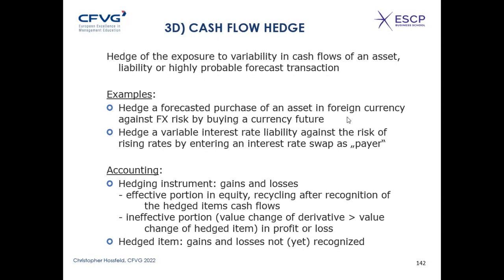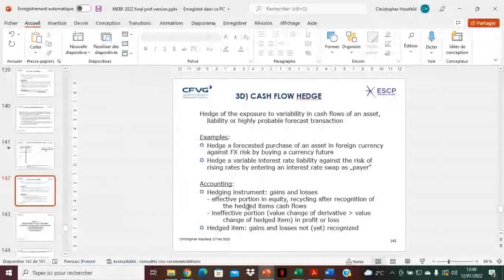So here in the second example, imagine we have issued a variable interest rate liability, as a debt. That means now, obviously, I'm afraid that interest rates in the market increase, and if interest rates increase, I need to pay more and more interest for my debt. So higher cash outflow than I originally thought. How will I hedge this risk? Well, I will enter into an interest rate swap.